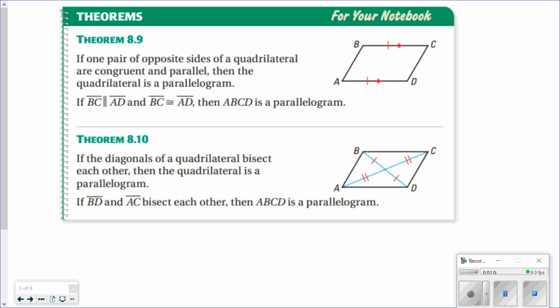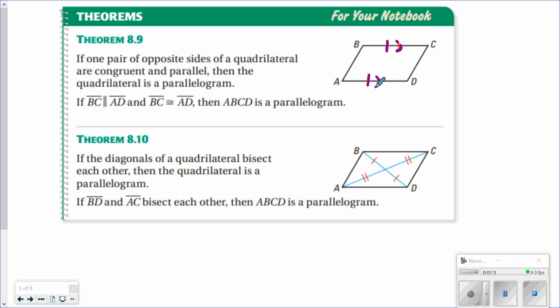Theorem 8.9, if one pair of opposite sides of a quadrilateral are congruent and parallel, then the quadrilateral is a parallelogram. What that's saying is that if we know that BC is congruent to AD, and we also know that BC is parallel to AD, that is enough information for us to know that ABCD is a parallelogram.